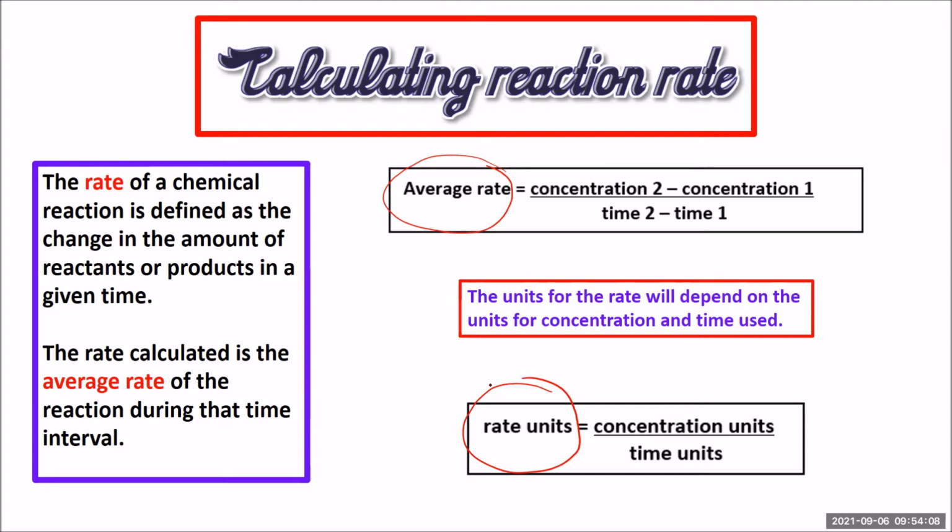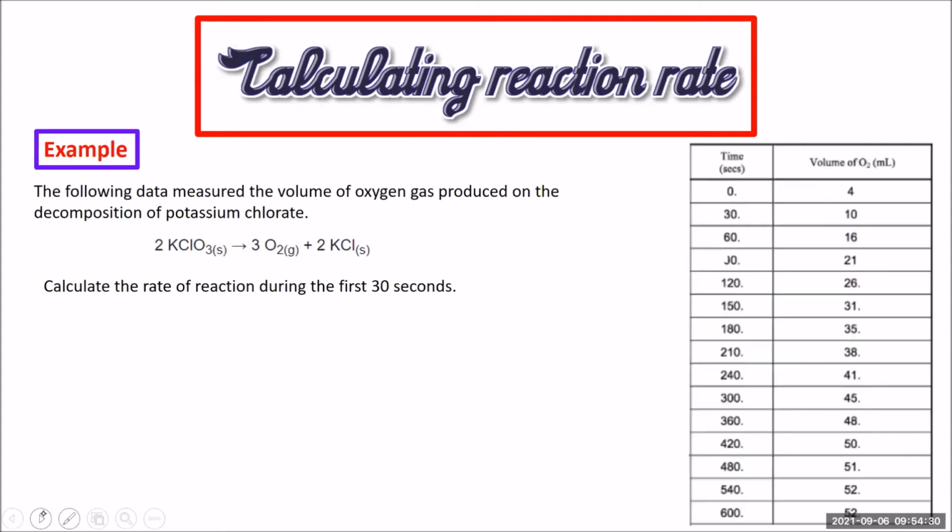This will not give you the rate at a specific time. It's going to give you the average rate over the time interval. So at the start of the time interval, the rate will be higher than the average, and at the end of the time interval, the rate will be lower than the average.